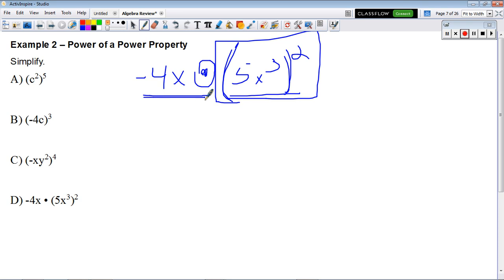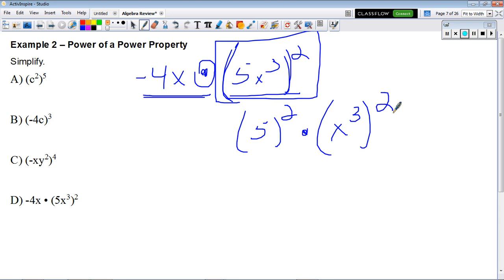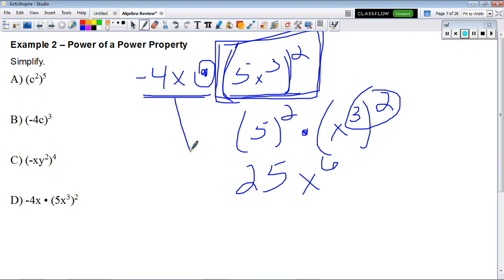To do that, I'm going to break it up into two pieces. I have 5 squared times x cubed squared. 5 squared is 25. X cubed squared, once again, double exponents, I can multiply those. This will be x to the 6th power. So now that I have an answer to this, I can bring it down here.